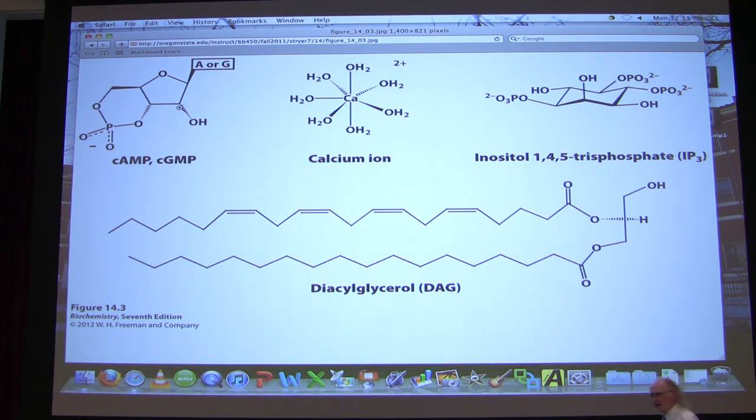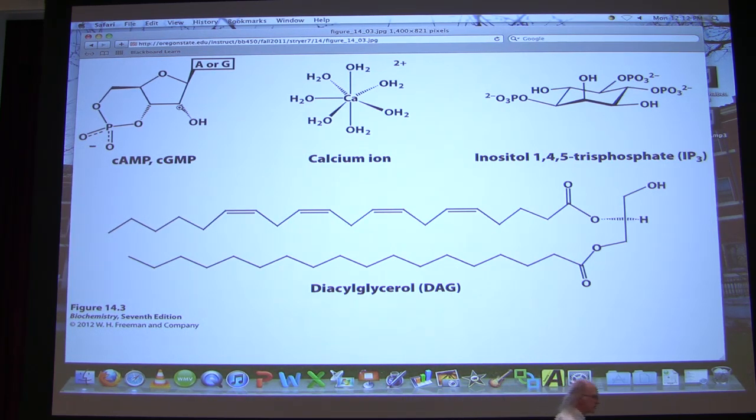Okay. It never makes it, at least in the schemes we'll be talking about here, it never makes it into the cell. It binds to a protein receptor on the cell surface. That protein changes shape. That shape change causes some things to happen. And those things happen inside the cell. But the hormone does not make it into the cell.